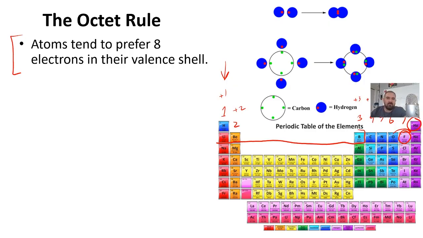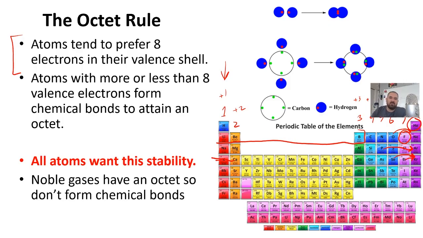Everything else is going to follow the octet rule and wants to be like a noble gas. So bromine is going to gain 1 electron. Selenium is going to gain 1 electron. Phosphorus is going to gain 3 electrons. Potassium is going to lose 1. Calcium is going to lose 2. So everything else will follow the octet rule to have 8 valence electrons.